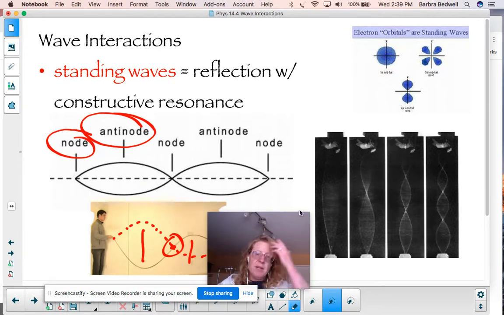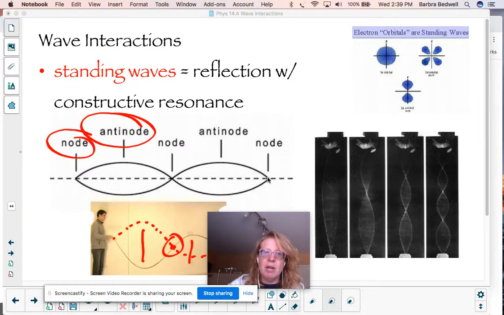So standing waves, the reason why these work is because you send a wave pattern here, hits this node on this end, or hits that boundary, say, for example, on that end.